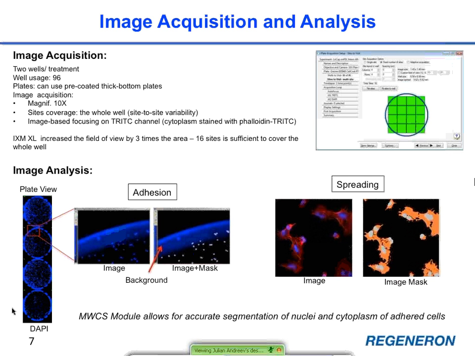The usage of the HCA cell increased the field of view by 3 times, and this is sufficient to cover the whole well very fast. Application of ImageXpress Micro XL sufficiently reduced the duration of image acquisition. In addition, the application of multi-wavelength cell scoring allowed to accurately segment nuclei even on high background, which was produced as a result of cross-staining, and this is here on the lower left panel. And also the segmentation of the cytoplasm with MWCS was very accurate.